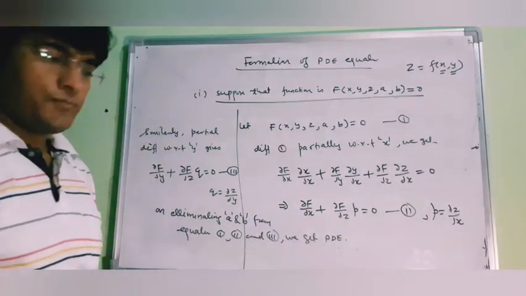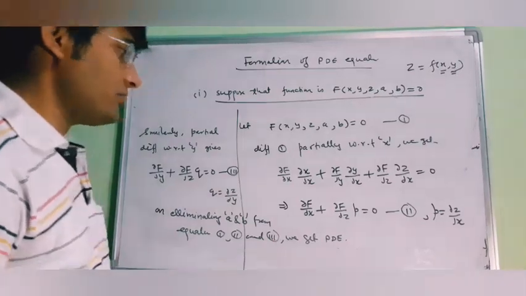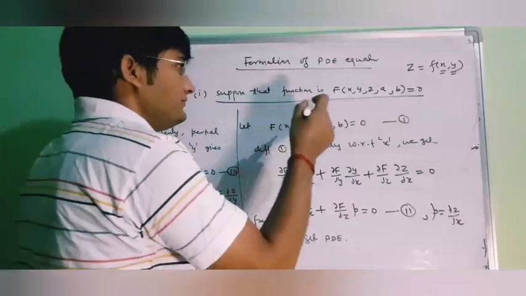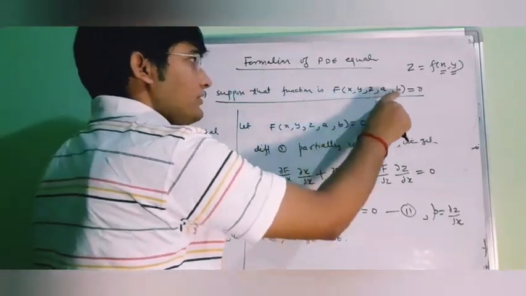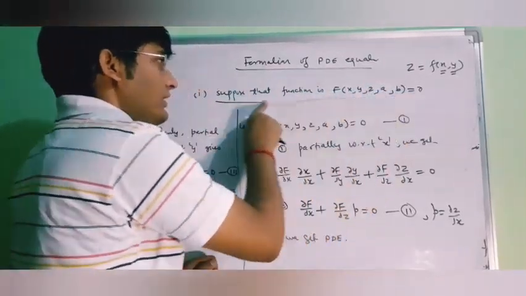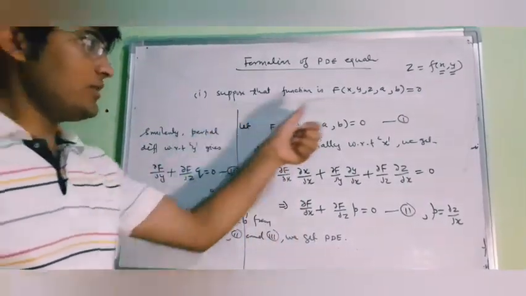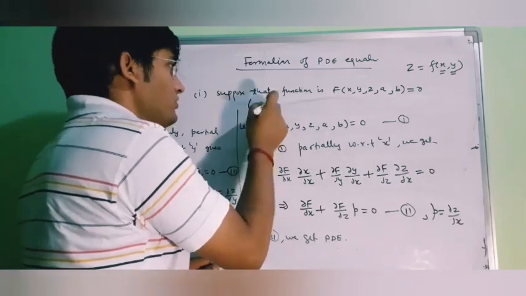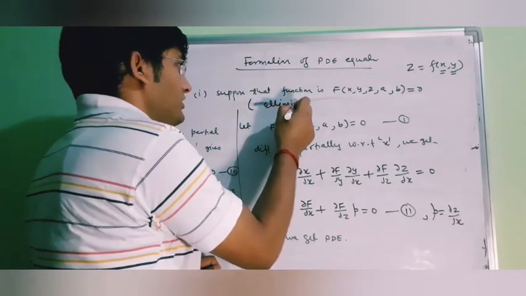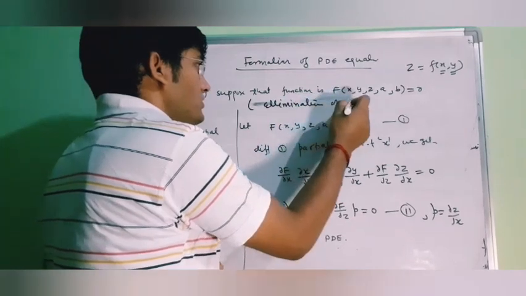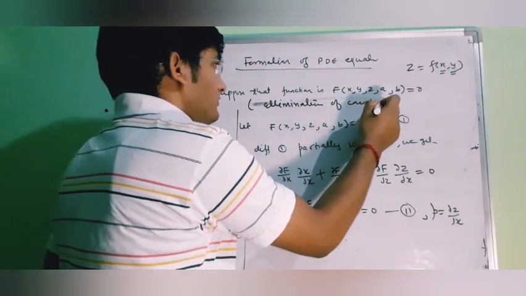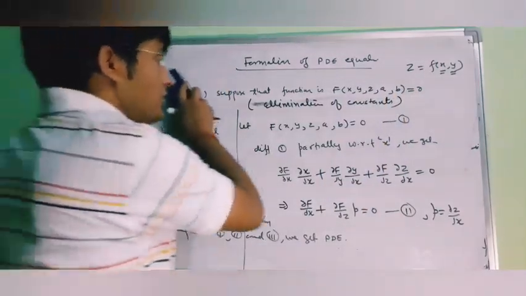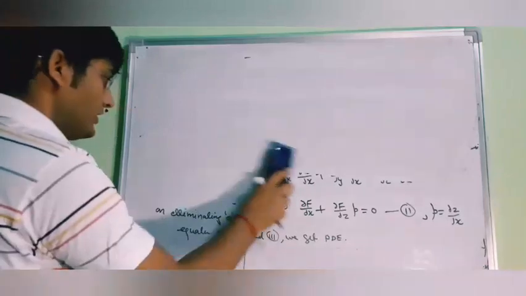So this is the method of finding the partial differential equation, or you can say the formulation of the PDE. And this is when we have the constants a and b. So this is your first case when we have the constants. So you can also say it as elimination of constants. In this first case, we will eliminate our constants. So let us solve problems related to this method.